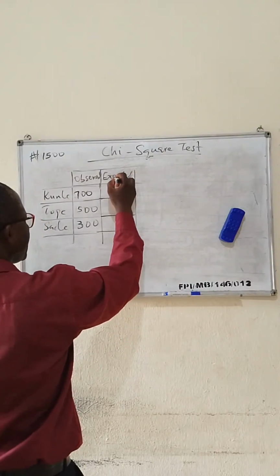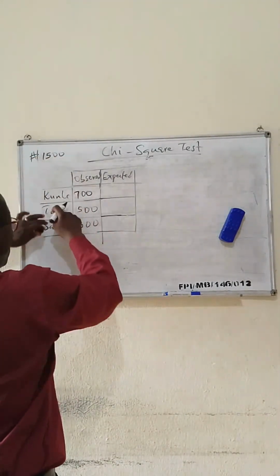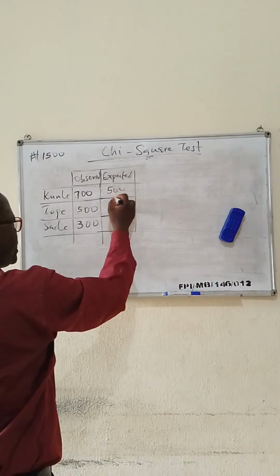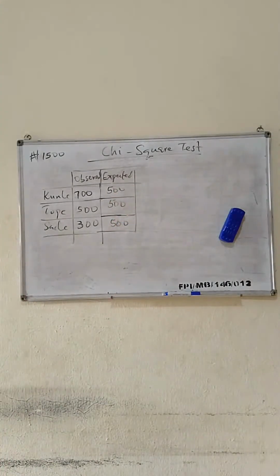Now, under expected, what we expect is that they should share this money equally. Each person will get 500, 500, 500. That is under expected.